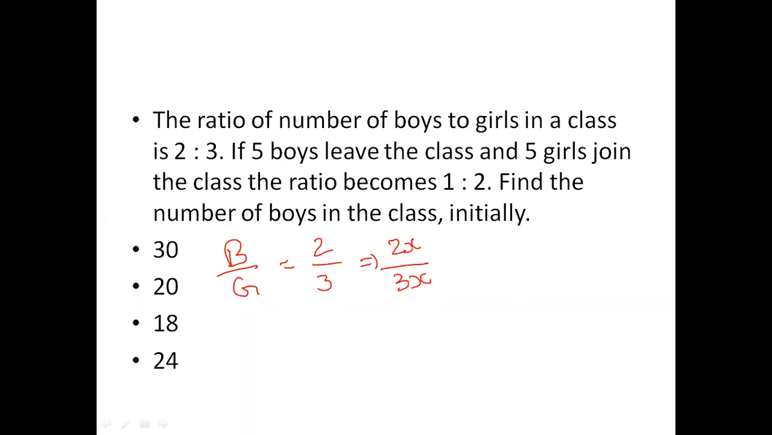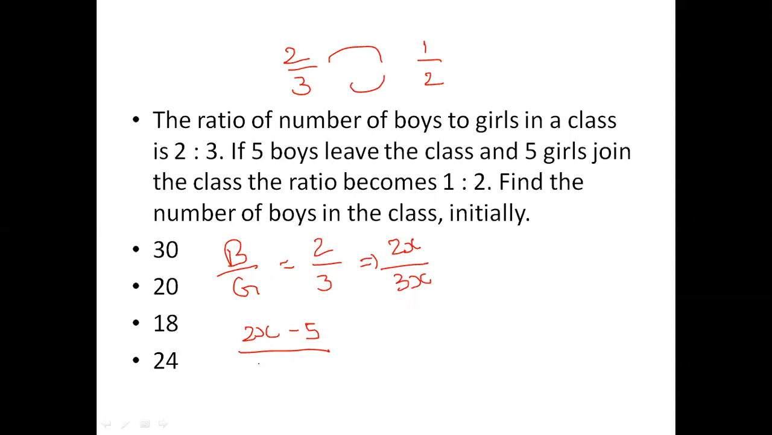Okay. So if 5 boys leave the class and 5 girls join the class, obviously there will be a change in the ratio, right? Because leaving and joining will make changes in the ratio. Initially, ratio is 2 is to 3. After leaving and joining, the ratio is nothing but 1 is to 2. As boys are in the numerator, if 5 boys are leaving, write minus 5. So as 5 boys are leaving, 2x minus 5 you represent for numerator.